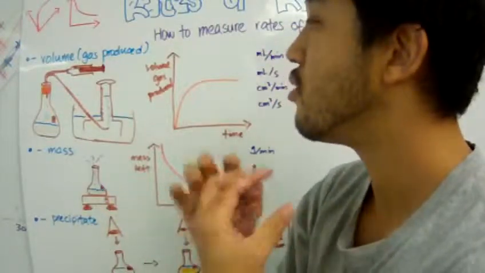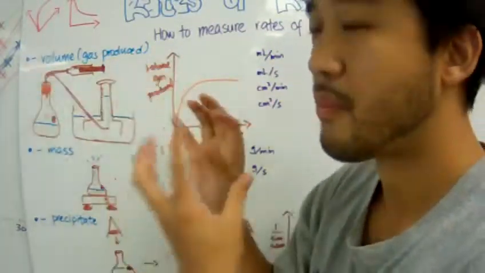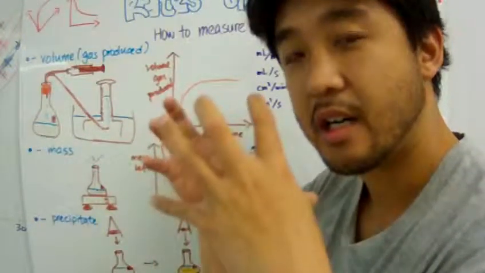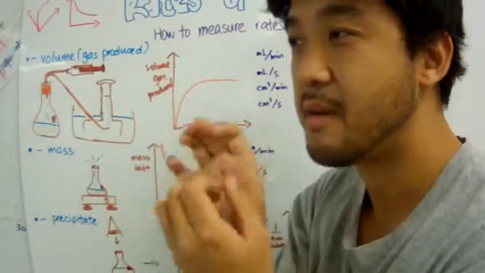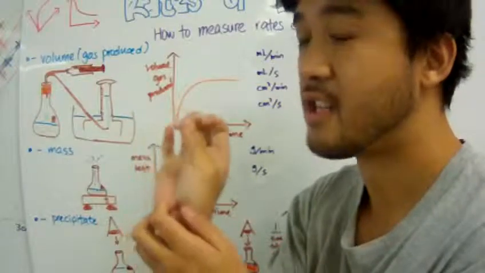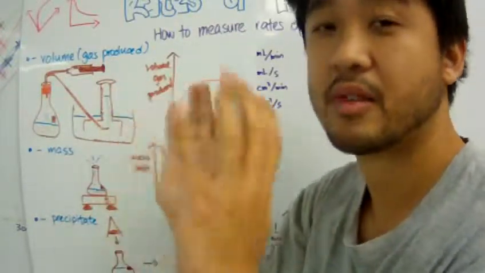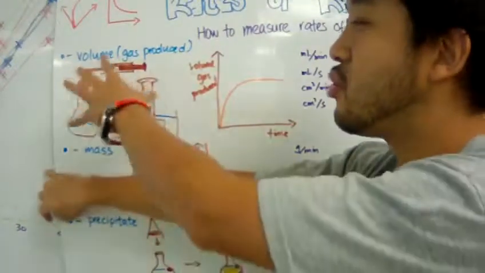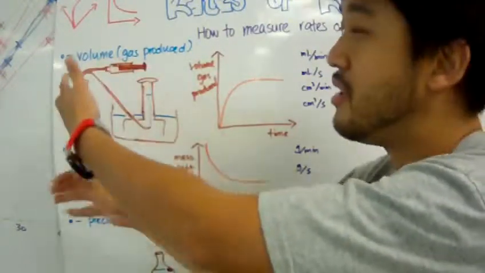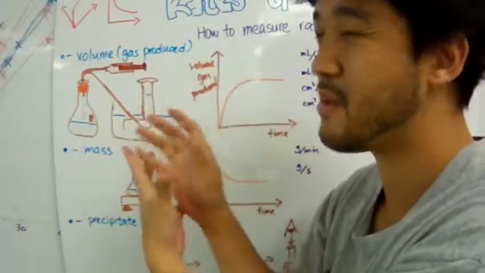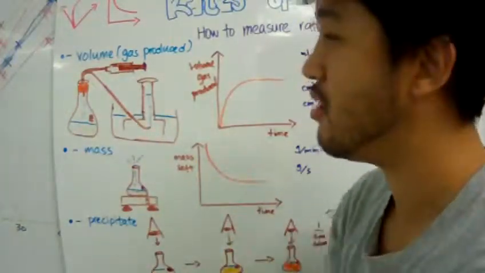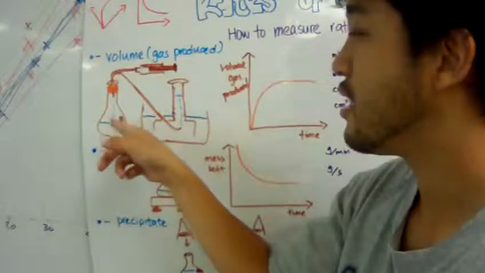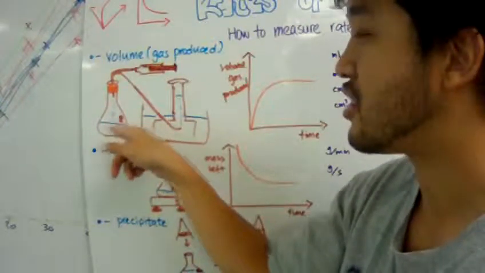All right, so in this method, one of your products will be a gas, and you would collect and capture those gases and measure how much gas has been collected over a period of time. And so here I have a simple setup. It's actually 2 different separate setups that I just kind of meshed into one because I didn't want to draw anymore. Here you have the conical flask with the reaction happening inside.